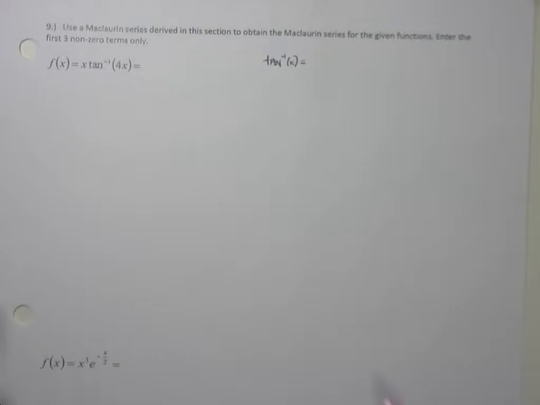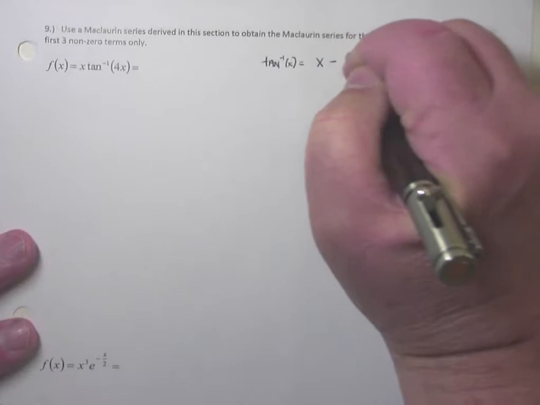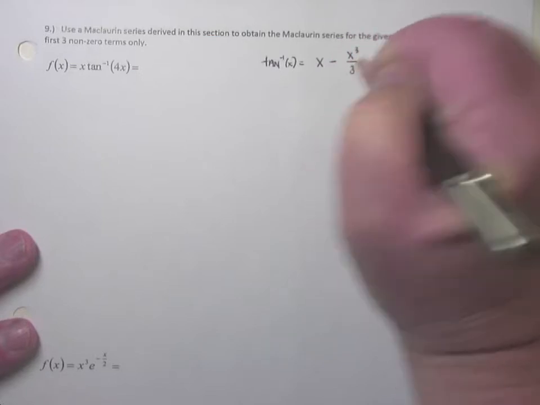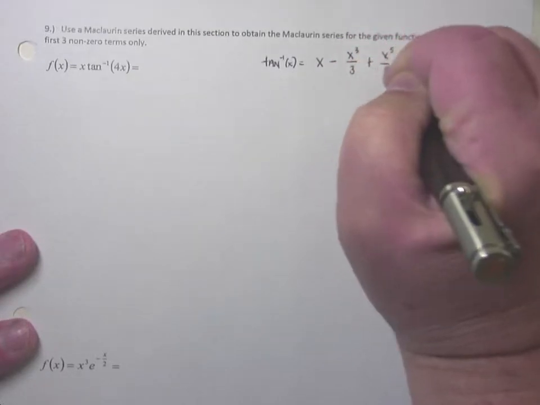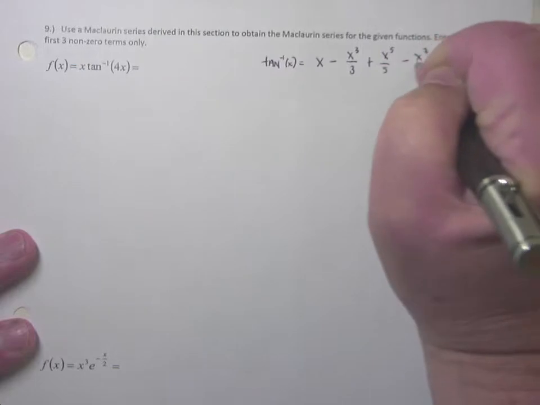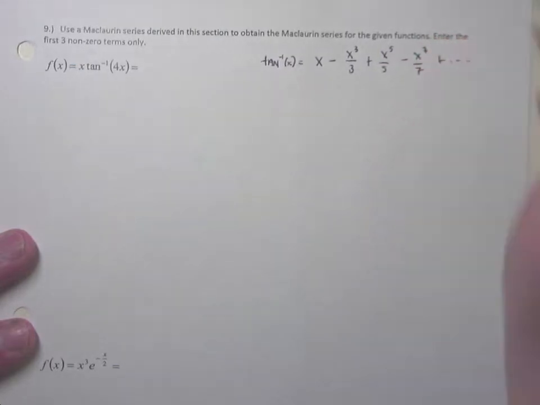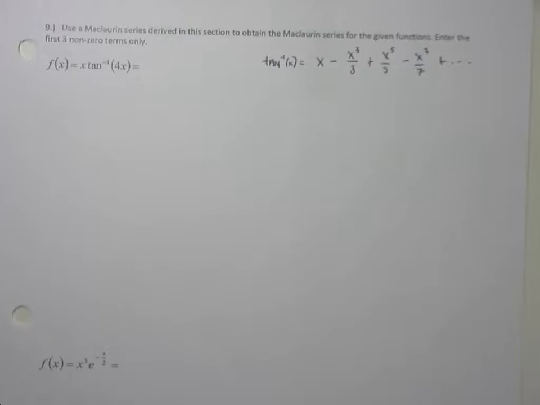So here we go. It is x minus x cubed over 3 plus x to the 5th over 5 minus x to the 7th over 7 plus dot, dot, dot. Catch a pattern. That's my Maclaurin series for the tangent inverse of x. That's where I start building, based upon what we know.